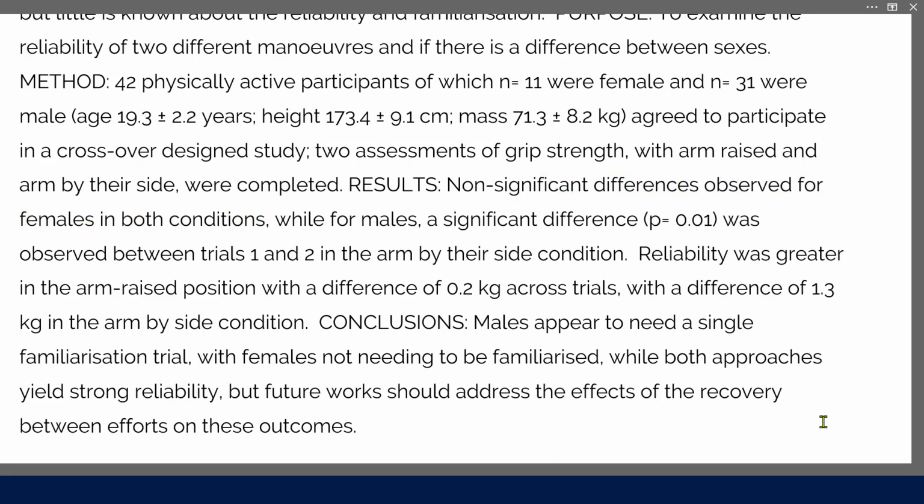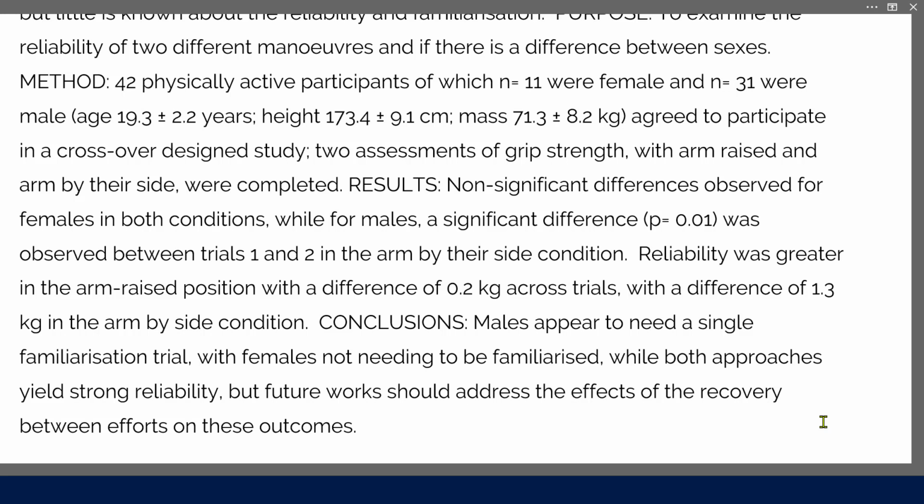Non-significant. But for males, a significant difference was observed. And notice that the actual p-value has been shown. So p equals 0.01. So that's a fairly good outcome there. And that's between trials 1 and 2, and it's telling us in what condition. So remember that it was undertaken in 2 conditions. So can you see how it has pinpointed both the finding and the association with what that finding tallies with? Again, there is no ambiguity.